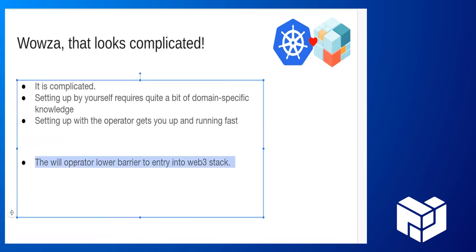This is the overall point for putting this out here. We want to use things like this, use operators, to lower the barrier to entry. There are probably people out here who use Kubernetes in their day-to-day life for their business, and they maybe read about the Web3 stack and they want to try it, and then they're like, "Oh, this isn't for me." But if there is an operator out there that is easy to pick up, maybe that puts them in a position where they're actually able to try it.